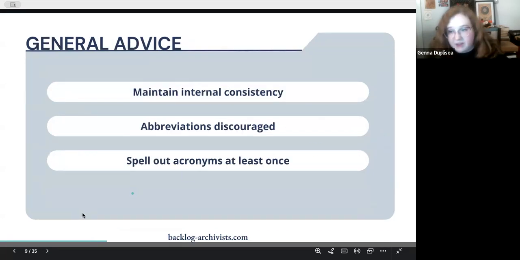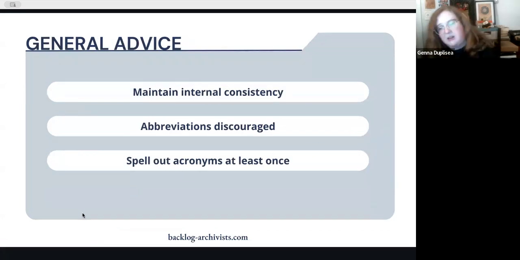So some general advice for when you are writing a finding aid using DACS. Maintain some internal consistency on how you talk about people, topics, and the latter section of DACS talks about archival authorities, which we will get to, and maintaining consistency with how you talk about people, corporate bodies, families will be an important part of that.